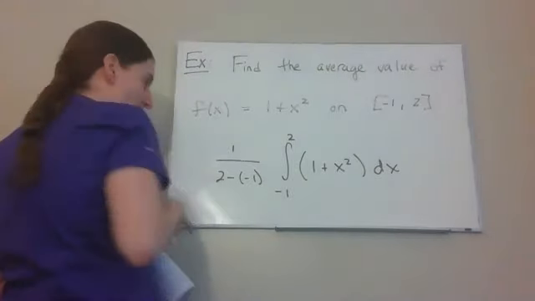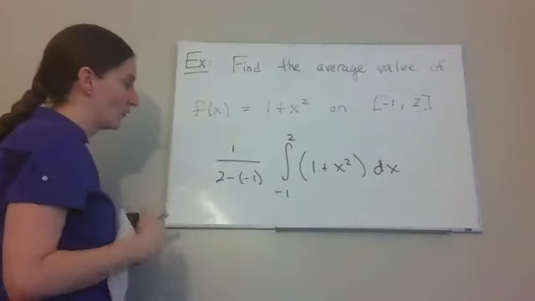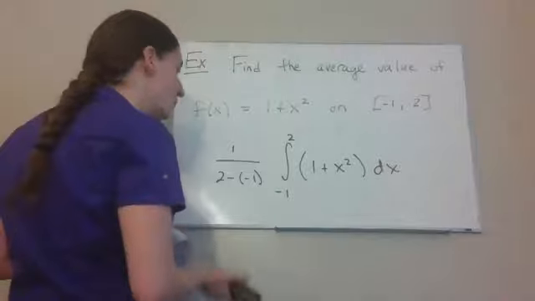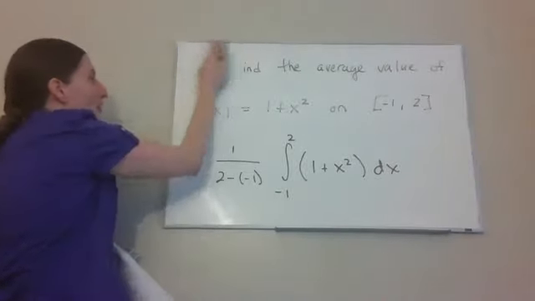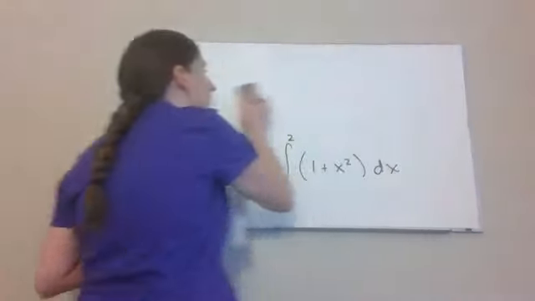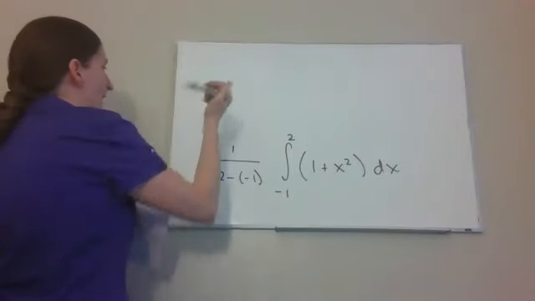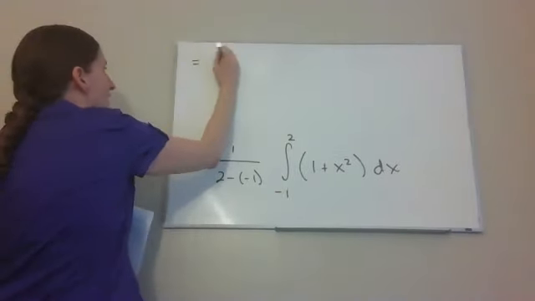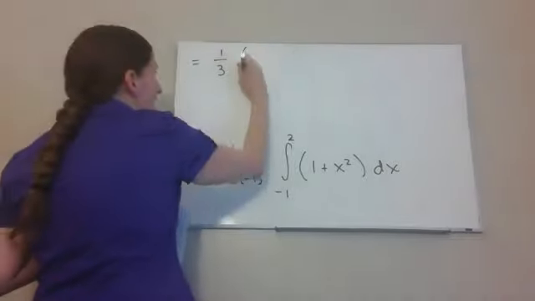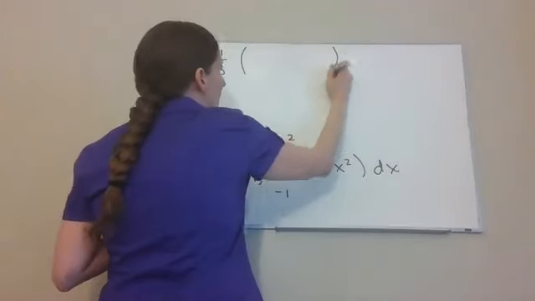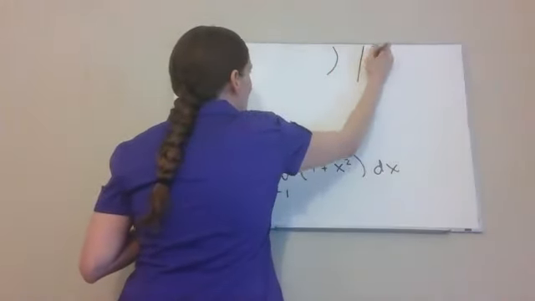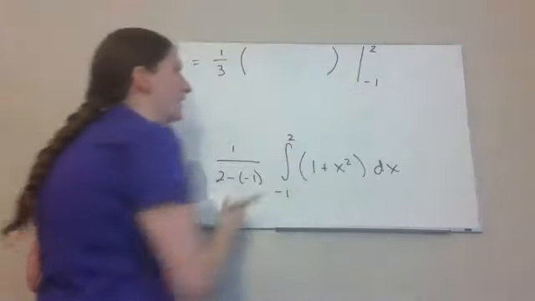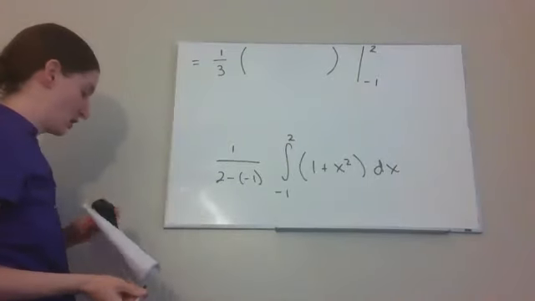So in the front, I have 1 over 2 minus -1. So that's 1 over 2 plus 1, or 1/3. So I'm going to have a 1/3. And then I need to find the antiderivative of 1 plus x squared. And then I need to evaluate it at 2 and -1 and do my subtraction in between.